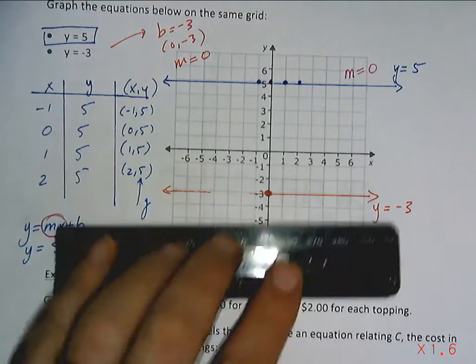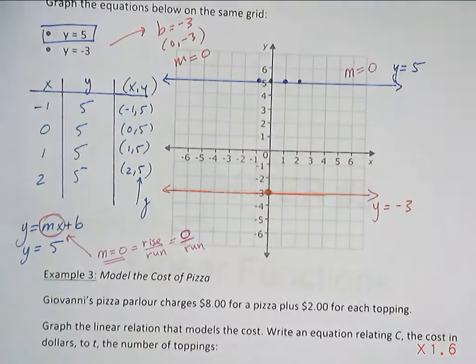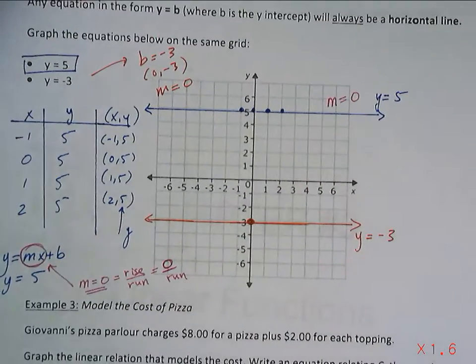And that's how you graph horizontal lines. They have slope of 0, and we can see how that works. I'm going to pause here, and I'll be back in a minute.